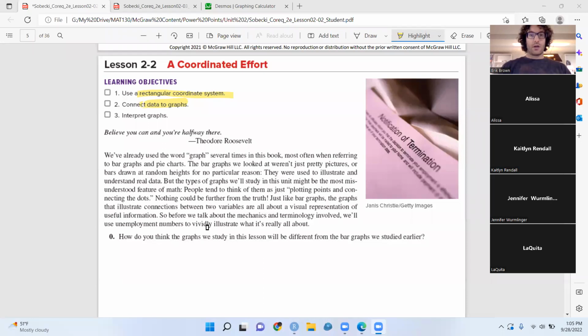Okay, so first, a coordinate system. Well, I guess let's read our stuff. Thank you, Jennifer. This is page 139 in the textbook. And we're going to kind of jump through this a bunch.